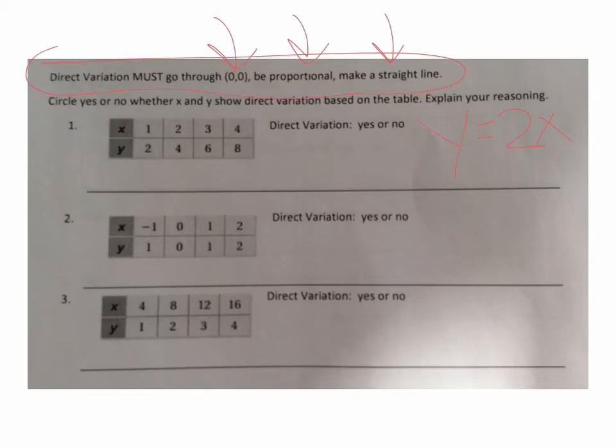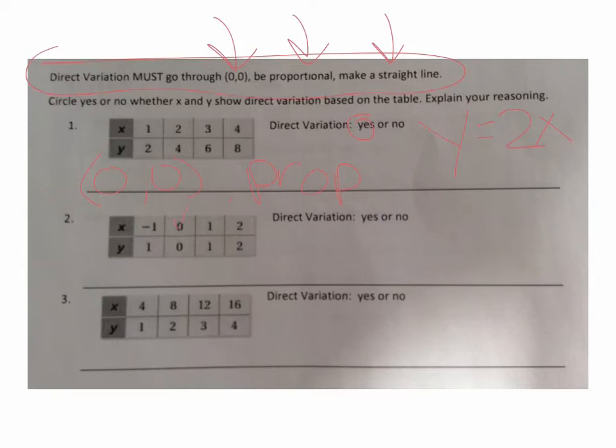If I plug in 0, I'm going to times it by 2 and get 0, 0. So it is direct variation because it goes through 0, 0, and it's proportional. I'm shortening this; you can write it out more in words for the video. Looking at the next one, it does have a 0, 0.